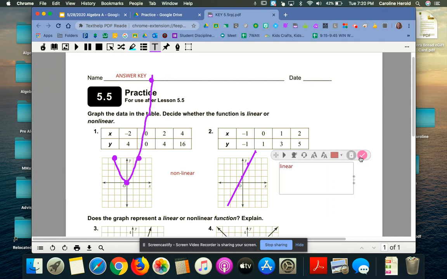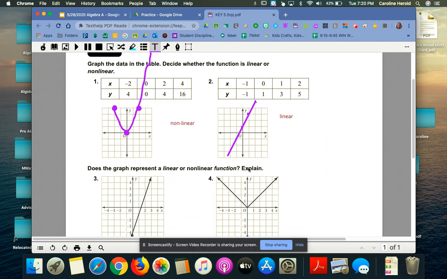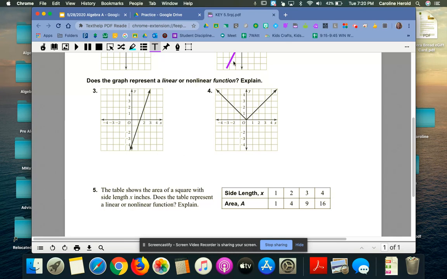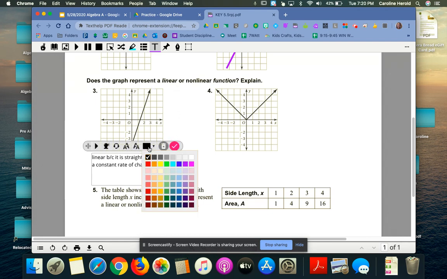Right, okay. So next, does the graph represent a linear or nonlinear function? Explain. So this is not a whole lot of rocket science right here. This is a straight line. So I'm going to write linear because it is a straight line and has a constant rate of change, right? That's what it takes to make something linear. You have to have a constant rate of change.